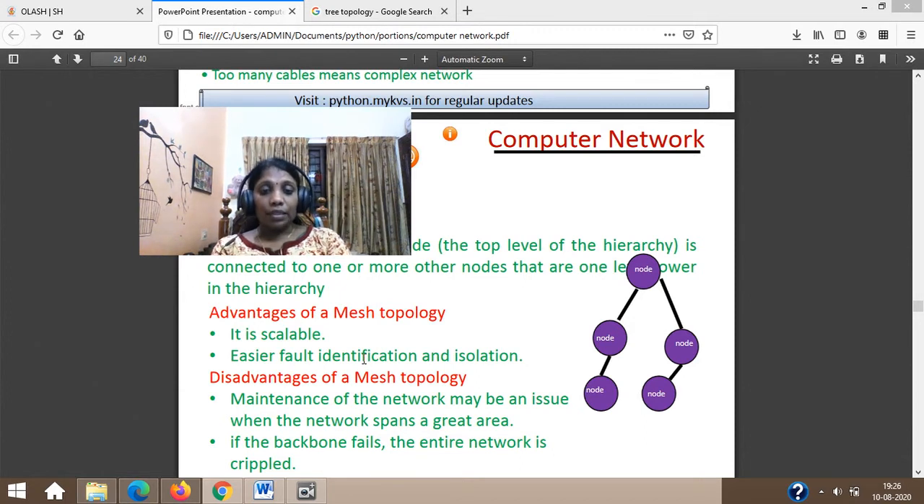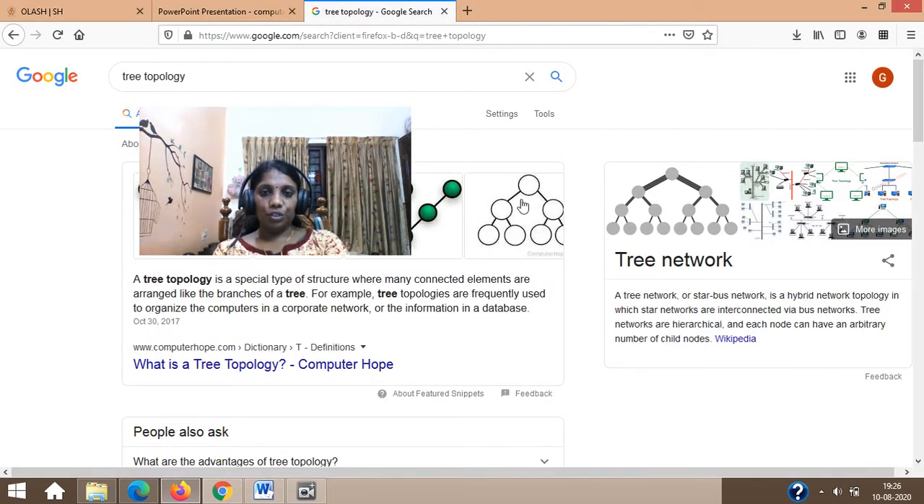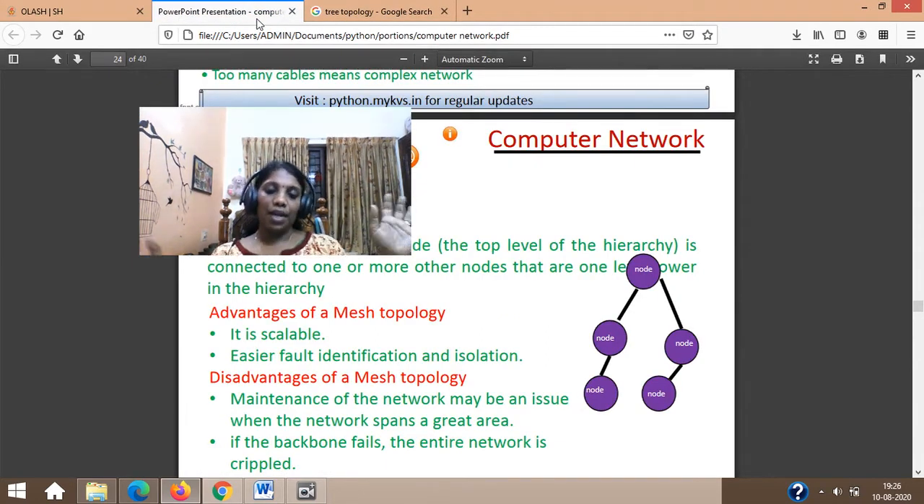The disadvantages there, the maintenance will become a big problem. It means cost of maintenance will be a problem. And suppose the main, that is the root server, the root main machine, has an issue, automatically the entire network is failing. So that is regarding your tree topology.